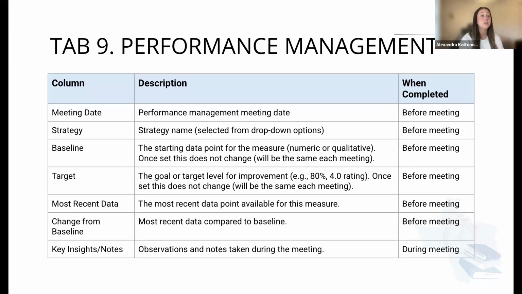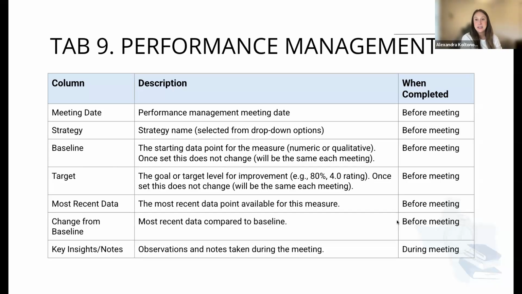The target. So this is your goal or target level for improvement. So in our case, it could be teachers have 3 hours of planning a week or 4 hours, or it could be a percentage. Again, once this is set, it doesn't change. So both the baseline and target numbers are always going to be the same. This is where the updates will occur. Looking at the most recent data point available.